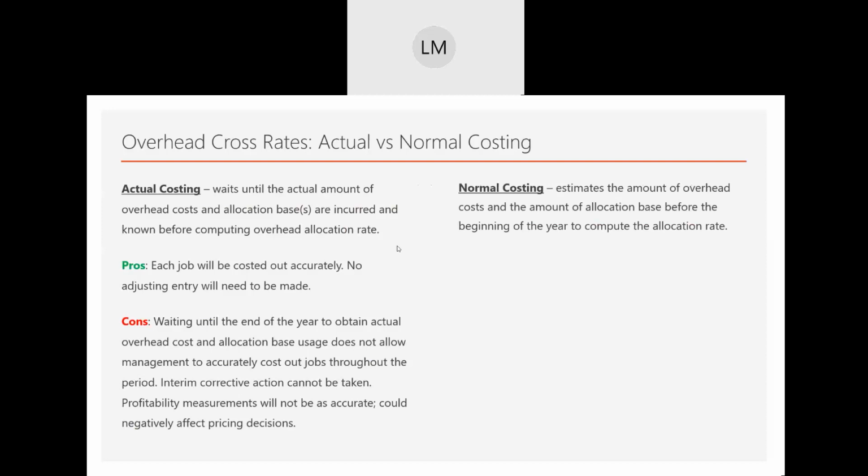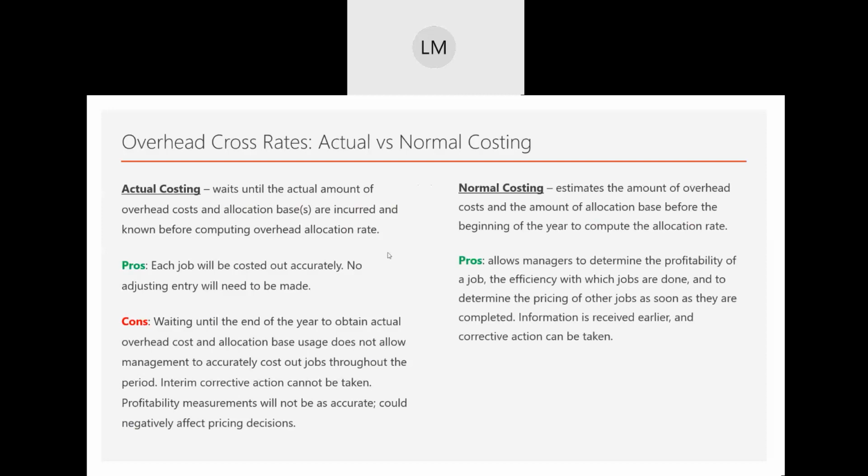And what we've talked about up to now is normal costing, where before the beginning of the period, we're going to estimate the amount of overhead costs and then estimate the amount of the allocation base so that we can compute an allocation rate. Now, why would we want to do that? Well, it allows managers to determine the profitability of a job and the efficiency with which jobs are done, and to determine the pricing of other jobs as soon as they're completed. Information is received earlier and corrective action can be taken.